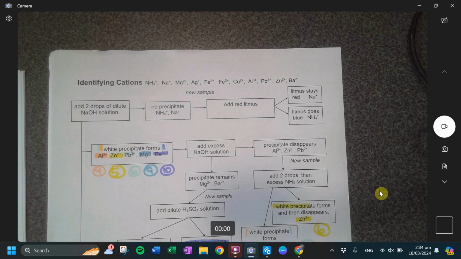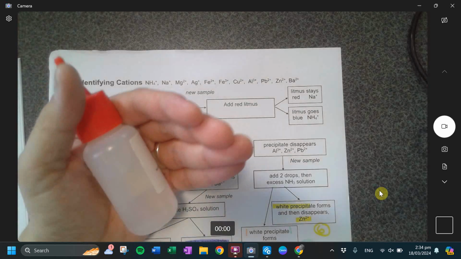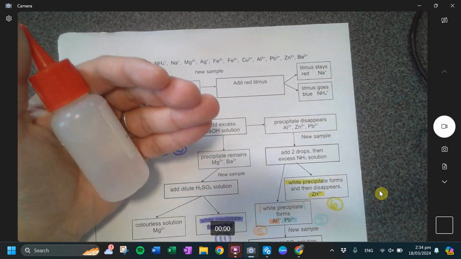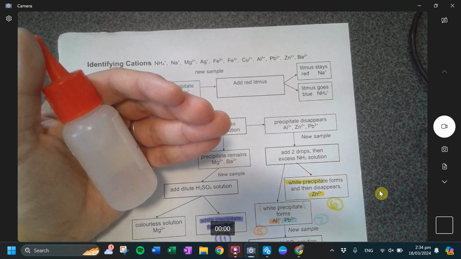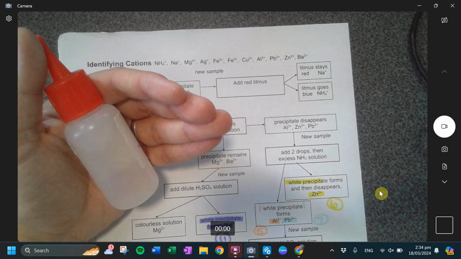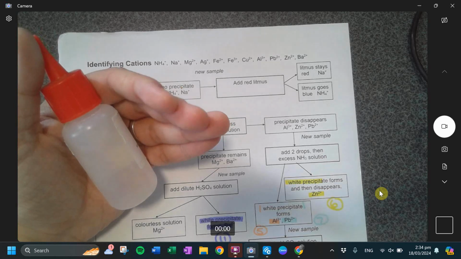Now, the whole point of this assessment is to figure out what unknown solutions are. So if I give you a bottle and the bottle doesn't have its label on it, you should be able to follow this flow chart and figure out what it is. Are we okay so far with that?